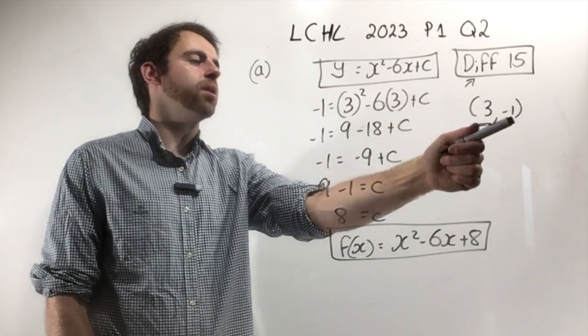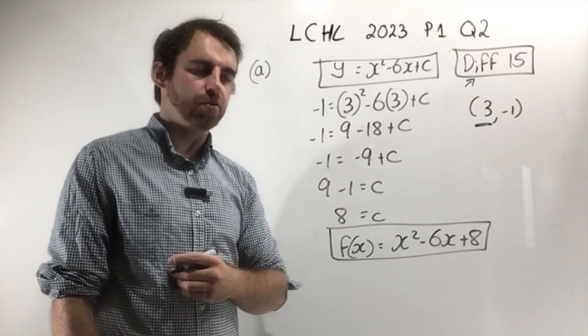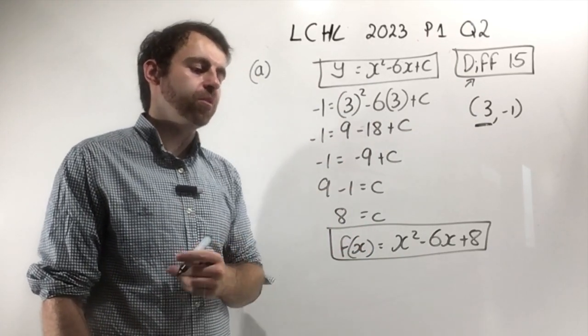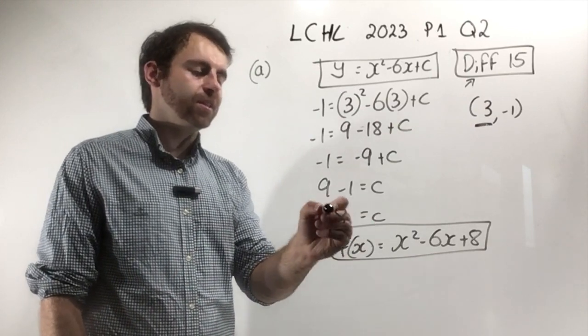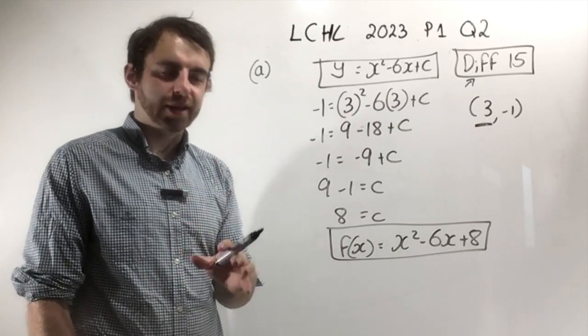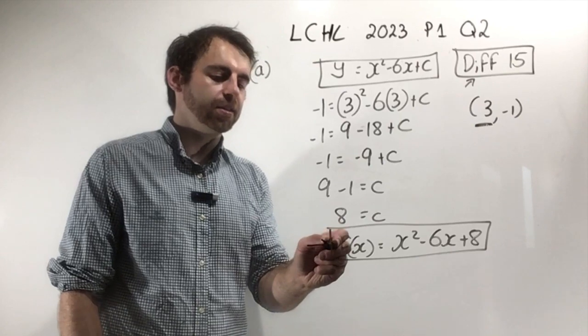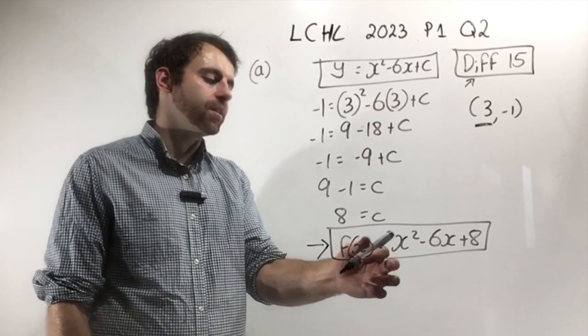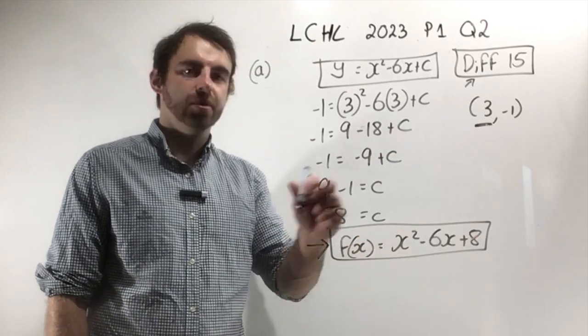Instead of a y, I put in a minus 1. Instead of an x, I sub in a 3. From there, it's very straightforward. We've only got one unknown, so you simplify it down, and you end up with c is equal to 8. I think it's good practice then, I'd always write the quadratic at the end. I've identified what b is, and I've identified what c is, so that means the quadratic itself is x squared minus 6x plus 8.